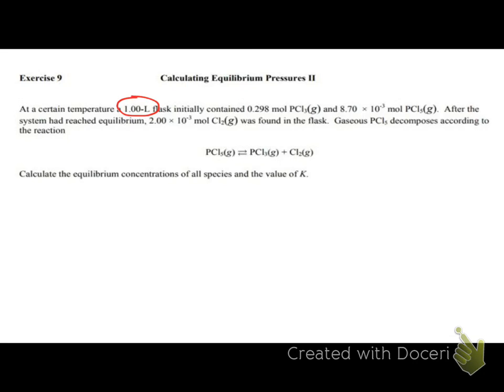So we're going to start with the R part of the Rice table. So we have PCl5 going back and forth to PCl3 plus Cl2. Most of the time when they give you an equation on an AP exam like this, it's going to already be balanced. But double check, make sure they're not trying to pull one over on you, but most of the time it's already balanced. So we're going to do I, C, and E.